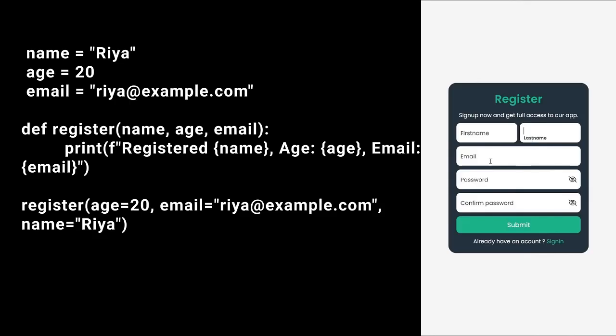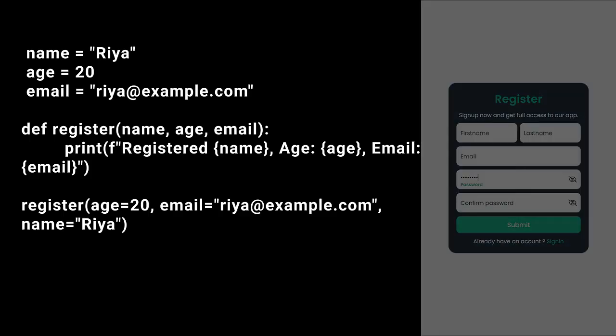Here is the code. I implemented one function, register, and passing the arguments. But when you call the function, the order of arguments is not mandatory to be the same. You can change it. Why? Because of the labels, it is going to collect them in the respective order.